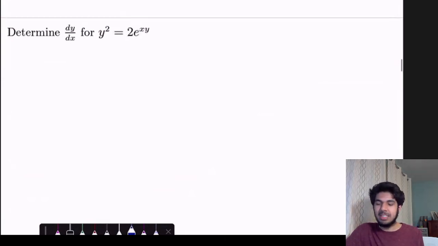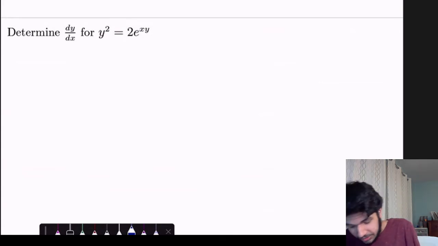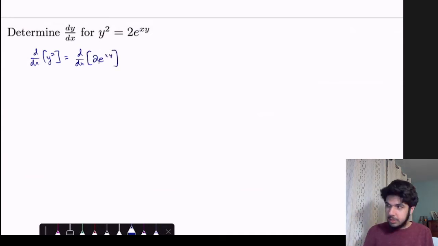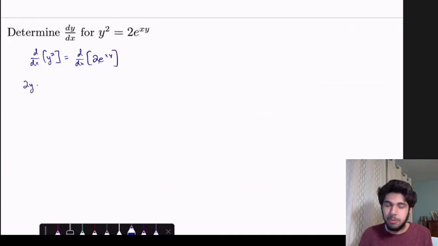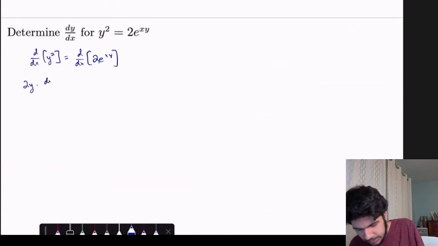Let's try this. Determine dy dx for y squared equals 2e to the xy. So this seems like it's going to require some implicit differentiation. So let's do it. d dx of y squared equals d dx of 2e to the xy. We're just taking the derivative on both sides. So for the left-hand side, we take the derivative of y squared as normal, so that would be like 2y. And then we multiply that by the derivative of this y. So that would be dy dx.